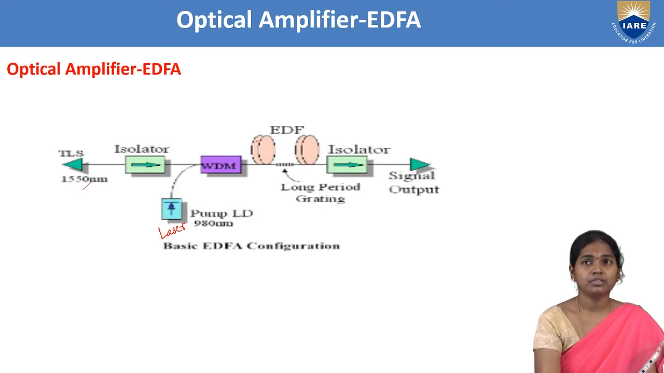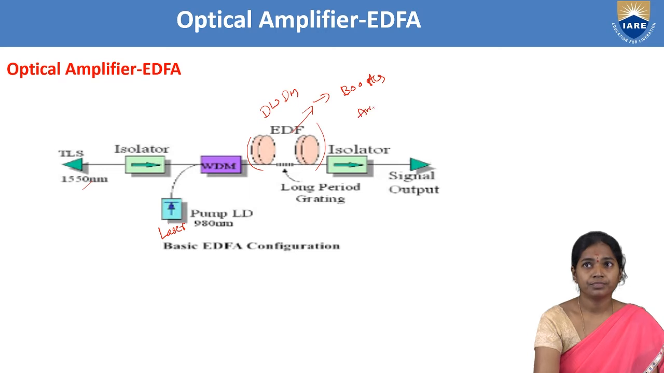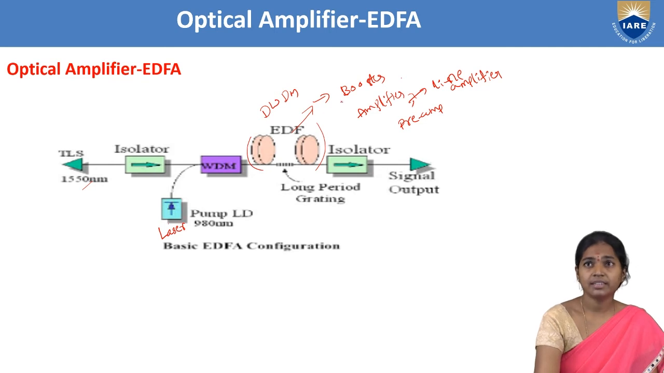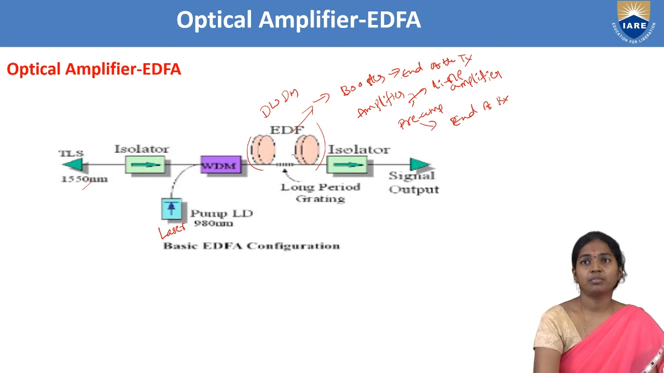So here is the EDFA fiber, and in between these we are using dense wavelength division multiplexing. In this we are using a booster amplifier and a pre-amplifier, and between them we are using a line amplifier. The booster amplifier is connected at the end of the transmitter. The pre-amplifier is connected before the receiver, and the line amplifier is connected to the middle of the optical fiber. Afterwards the isolator directs the signal, and here we are getting our signal output.